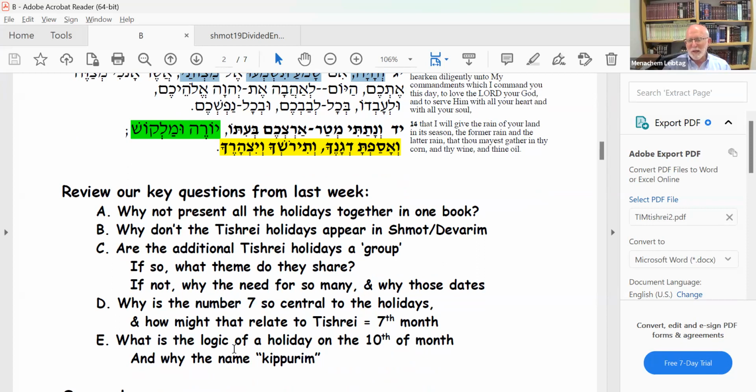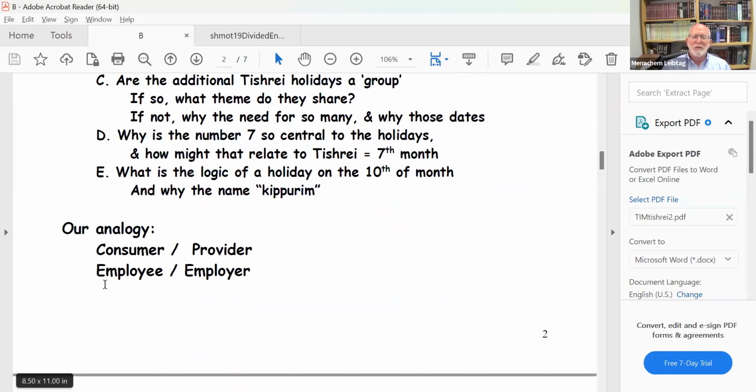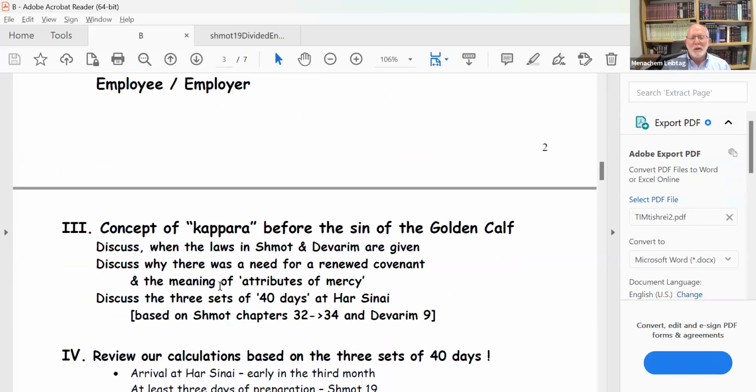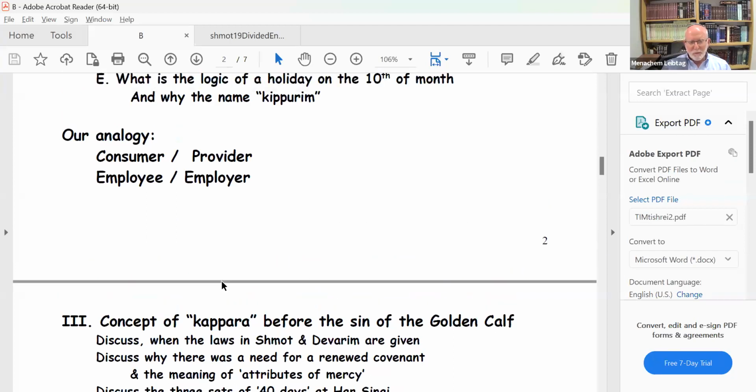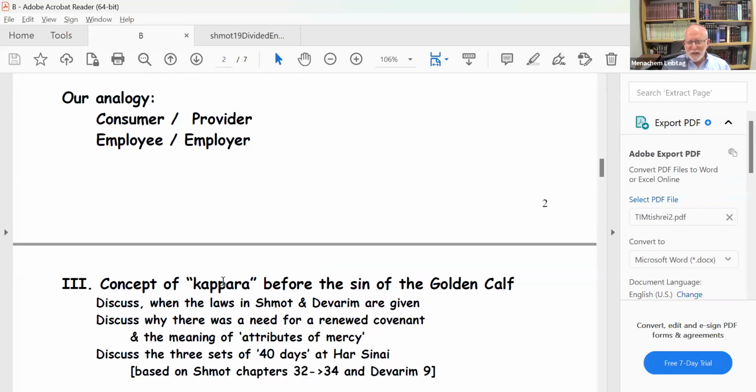And then the big question is why a holiday on the 10th of the month of Tishrei, and why call it Kippurim? We gave our analogy of consumer and provider as opposed to employee and employer. I got that backwards, didn't I? It should be either way, but you get the point. Now, to show this, I want to follow the concept of kapara from before the synagogue and calf, and we're going to review what we did last week, but go in order. And there are things we skipped last week.